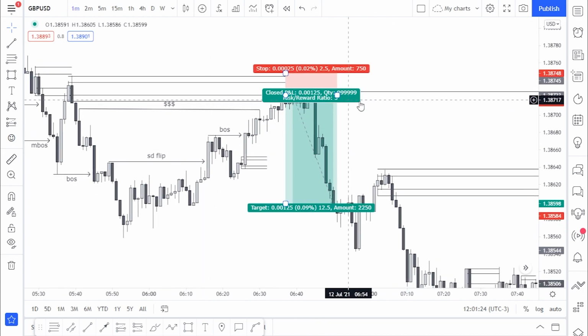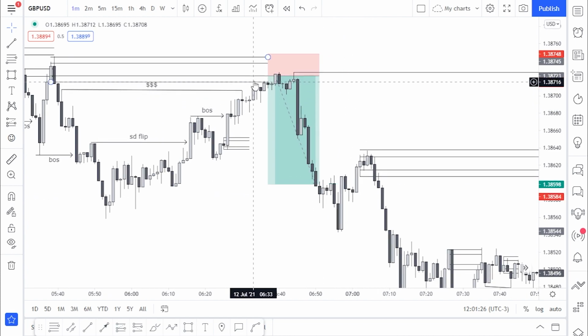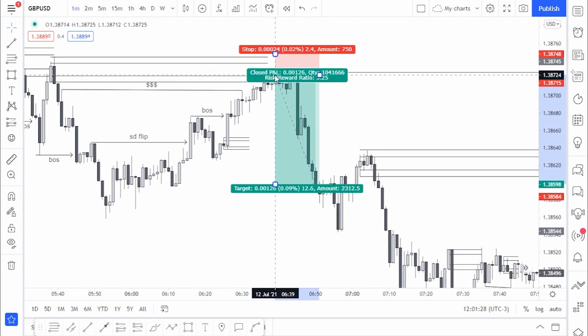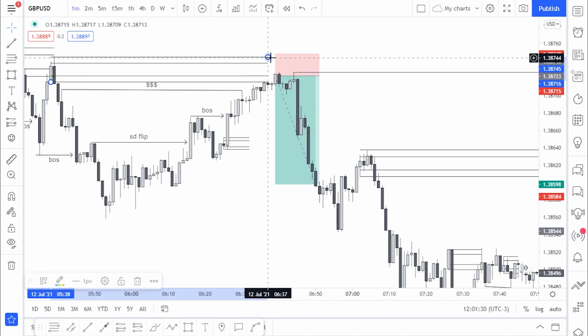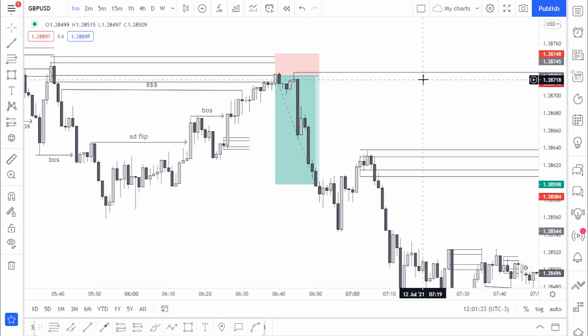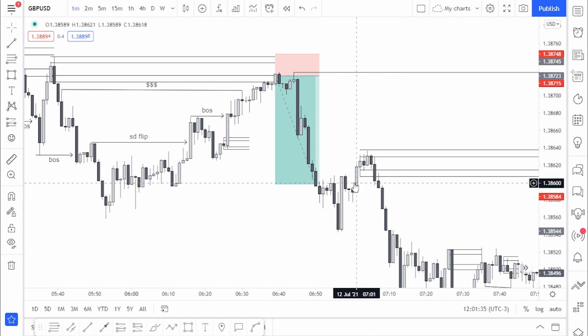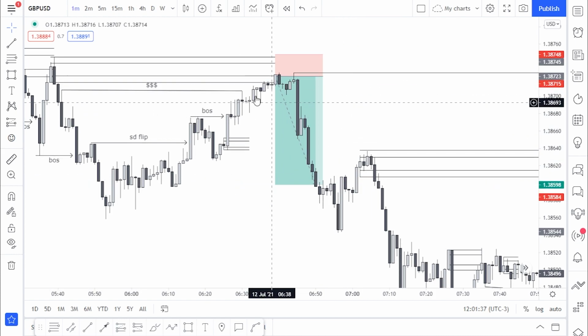So as you can see, the trade worked out amazingly. We had a take profit. I did close it a little early, as we got to the 1% target earlier than the take profit. So yeah, that worked out pretty well.